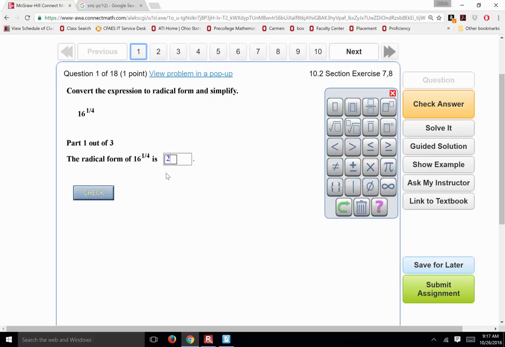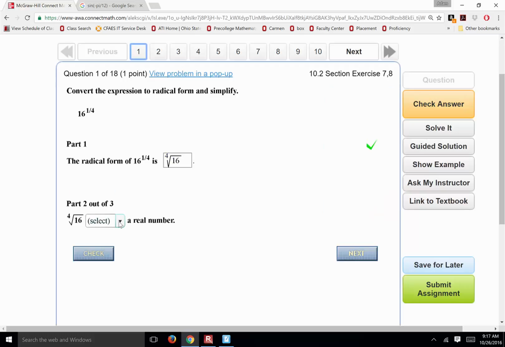Oh, they want the radical form first. There you go. I make it the 4th root of 16. It's a real number. Yes, we found it actually. It's 2.